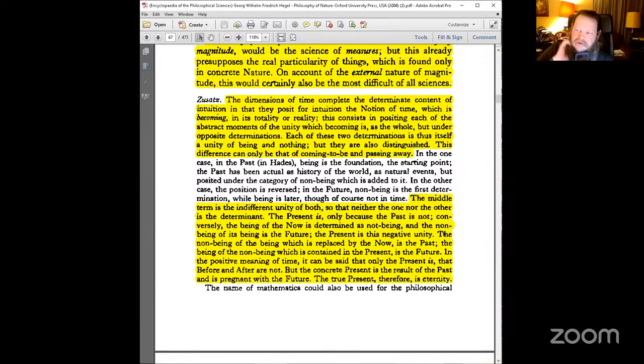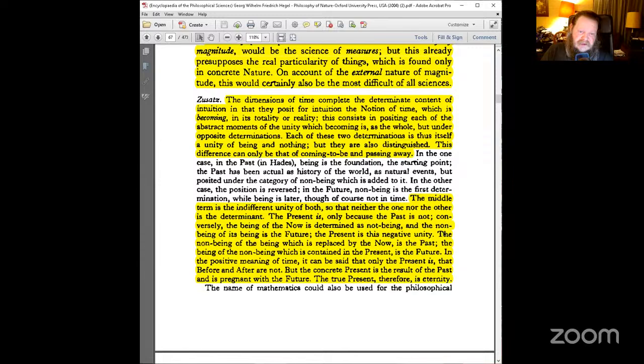Yeah, and he gets down here and he shows us a syllogism that will illuminate those dimensions. He says, the dimensions of time complete the determinate content of intuition in that they posit for intuition the notions of time, which is becoming in its totality or reality. This consists in positing each of the abstract moments of the unity which becoming is as the whole, but under opposite determinations. Each of these two determinations is thus itself a unity of being and nothing, but they are also distinguished. This difference can only be that of coming to be and passing away.